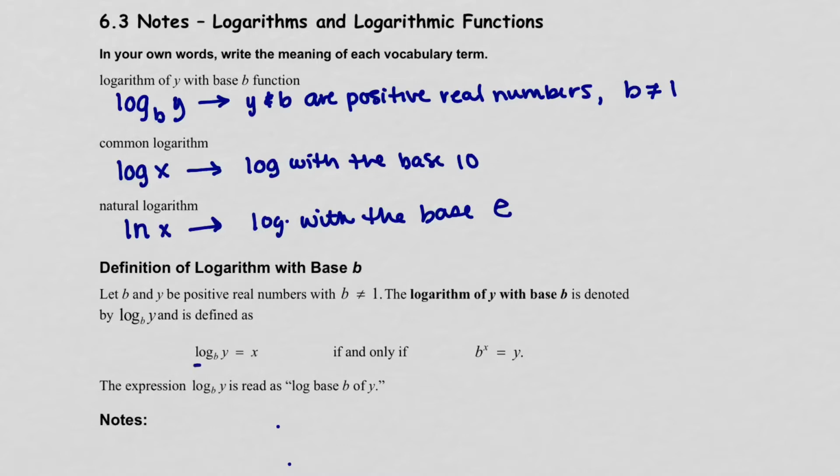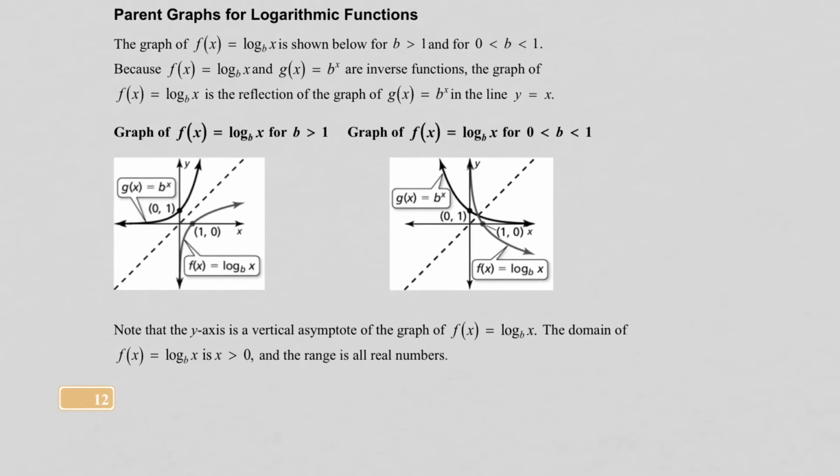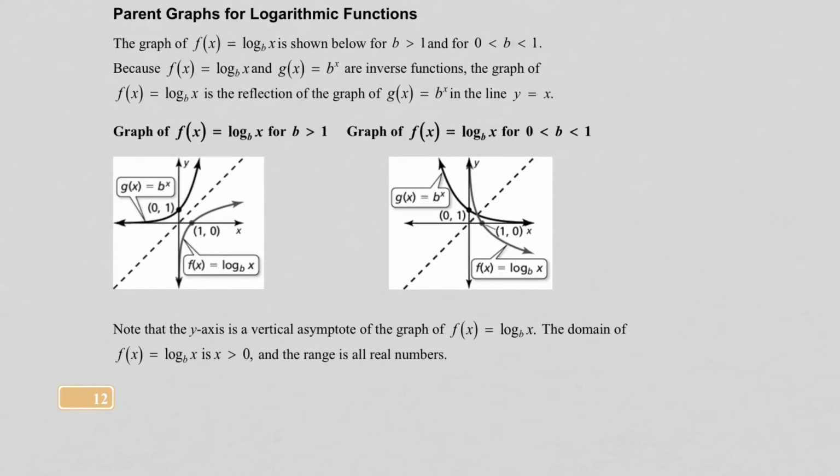So if you notice here that log base b of y equals x, if and only if b to the x power equals y. So that's the base, and the exponent equals the y over here on the right, and on the left it says the log base b of y. What's important to note about this is that they are inverse functions. And you can see that on the parent graph.